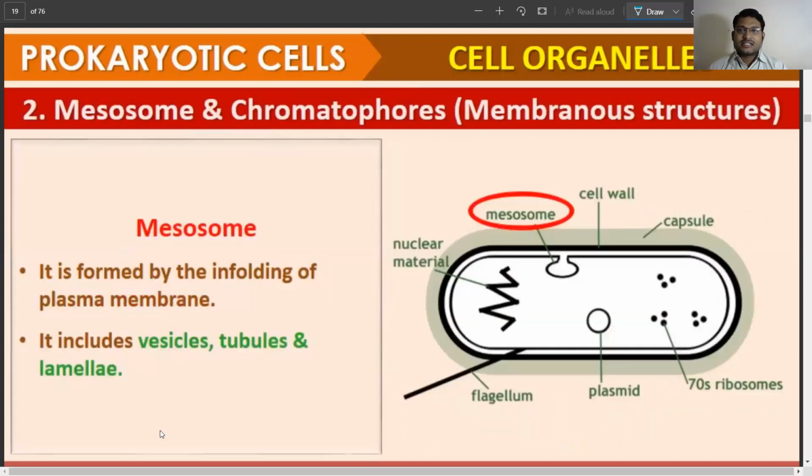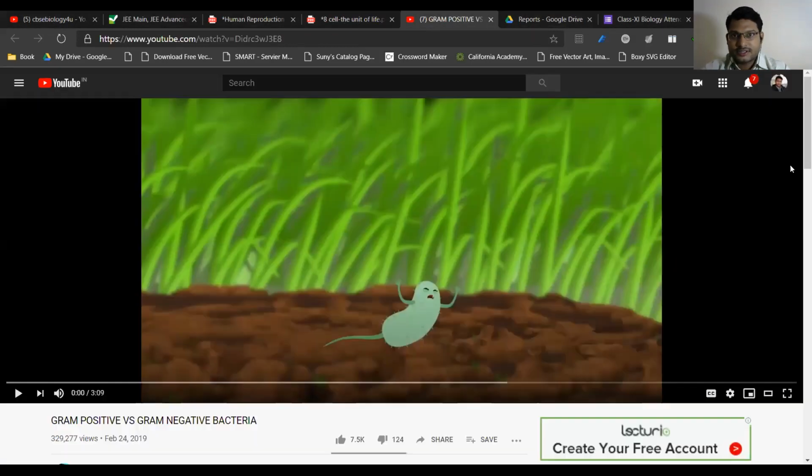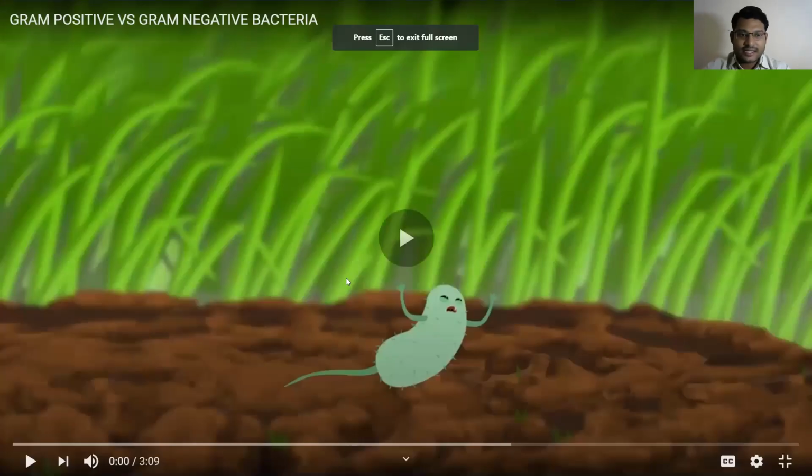Now, let's understand certain modifications of membrane structures. And when we talk about membrane structure, the first structure that you understand is going to be called the mesosomes. Now, before I go into that, let me share a video that talks about gram staining. Let me share the computer audio. This video is going to allow you to understand the concept nicely.